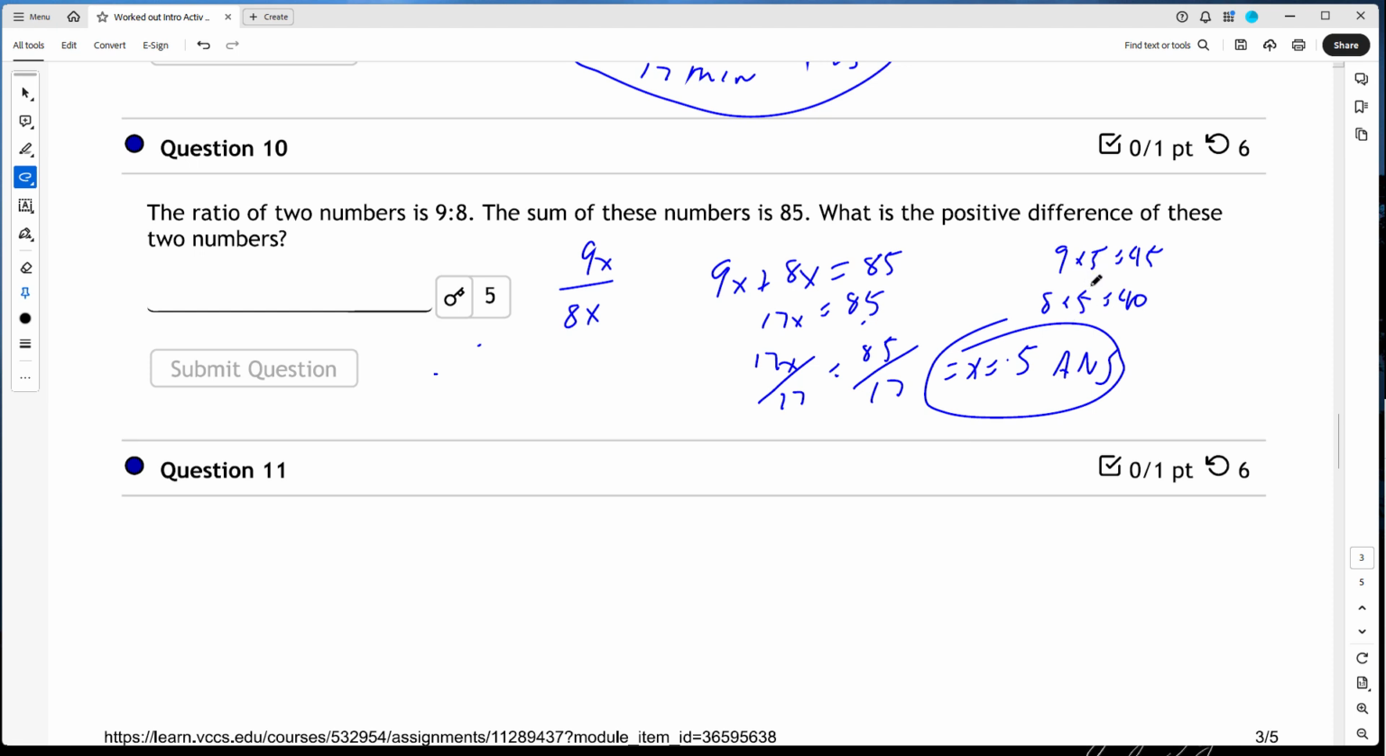You can plug back in and see that 9 times 5 is 45, and 8 times 5 is 40, and that adds up to 85. But they're looking for the positive difference between these two numbers. And the difference between the two numbers is what? 5.